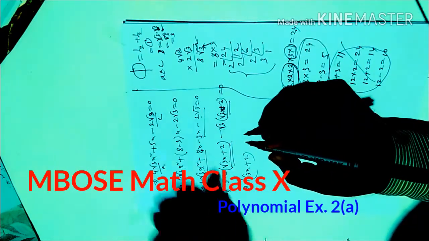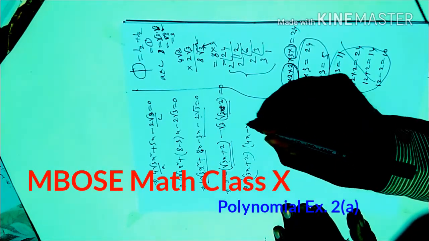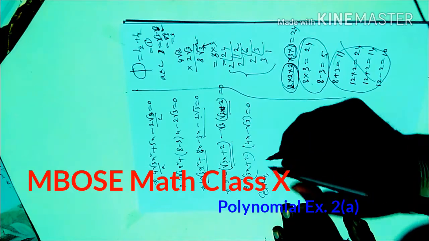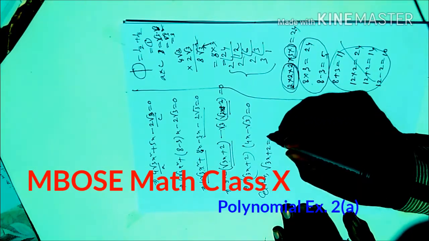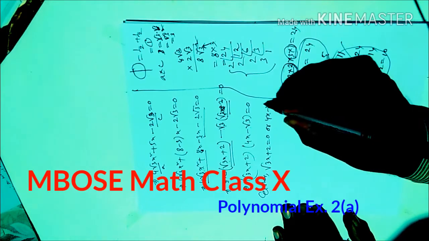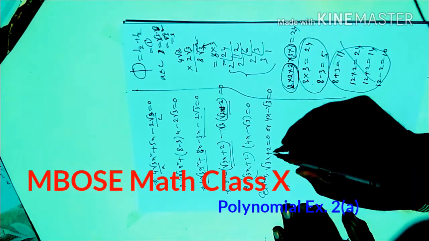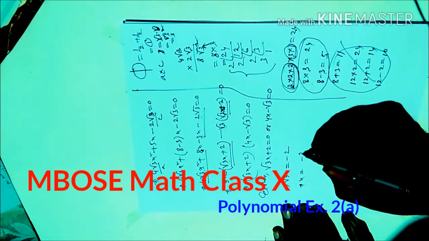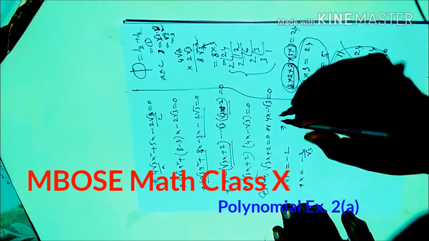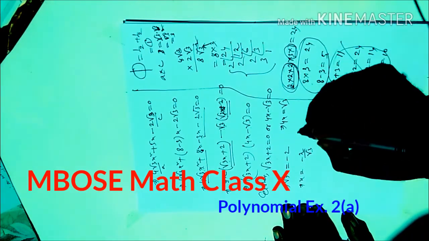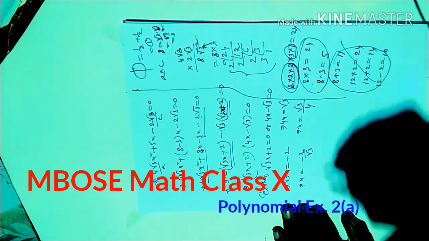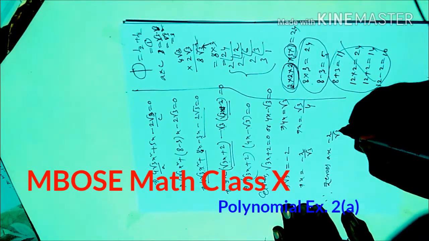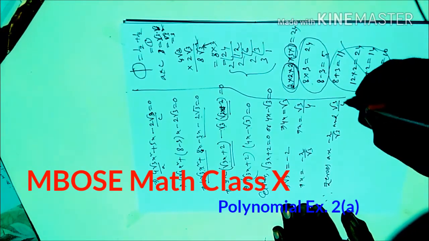Then after taking common, what remains here? You can observe this one. Then these two factors become 0. So we write: either root 3 x plus 2 equal to 0 or 4x minus root 3 equal to 0. Like terms carried to one side, then x equals minus 2 by root 3. The same procedure applies here also: root 3 x equals root 3 divided by 4, so x is root 3 by 4. Therefore the zeros are minus 2 by root 3 and root 3 by 4.